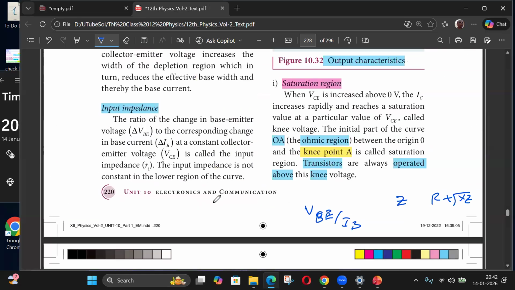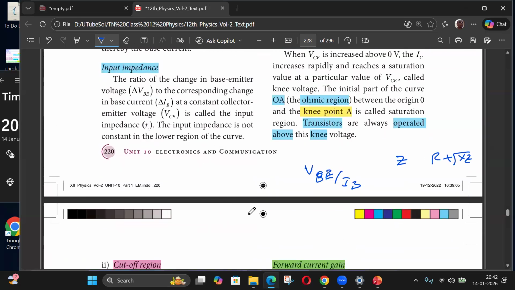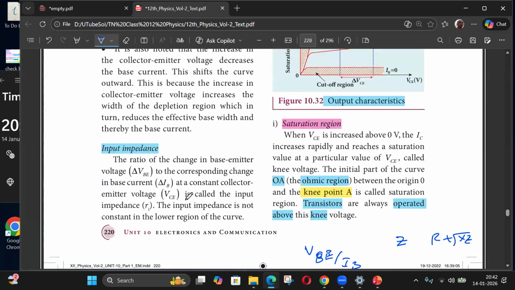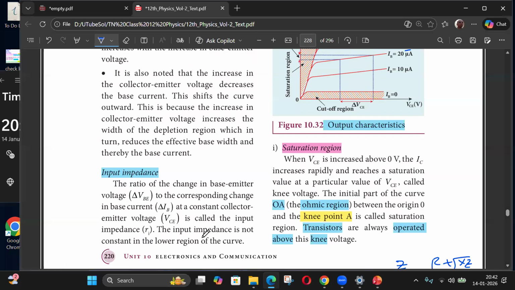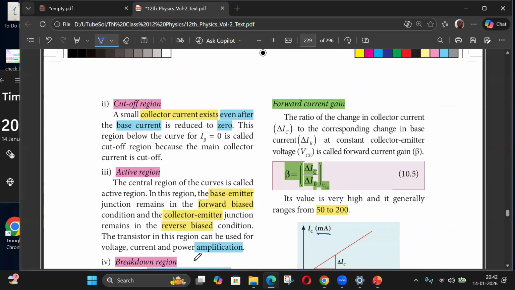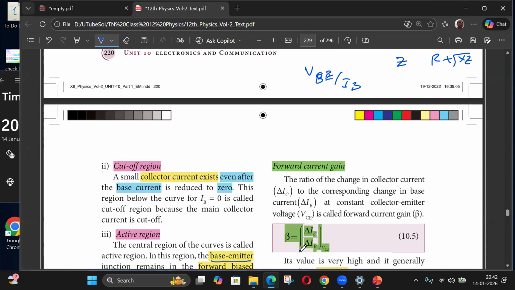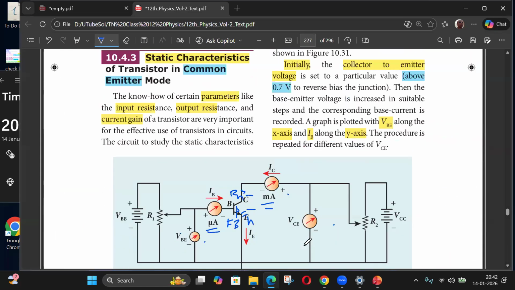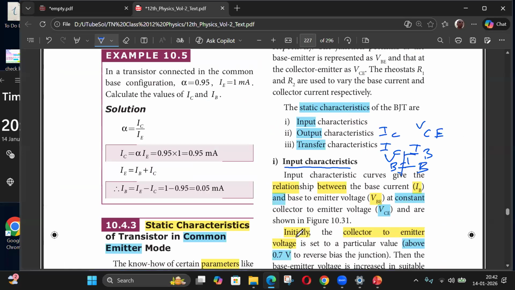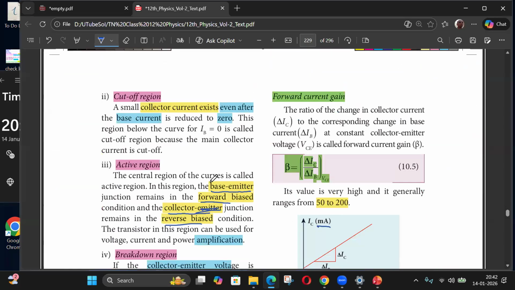So this one, like three modes I have said, right? Normal mode, which is the emitter junction is forward biased, and the collector junction is reverse biased. That is the active region. Emitter junction is forward biased, and the collector base junction is reverse biased. Junction is always between base and emitter and base and collector. I mentioned it wrongly here.